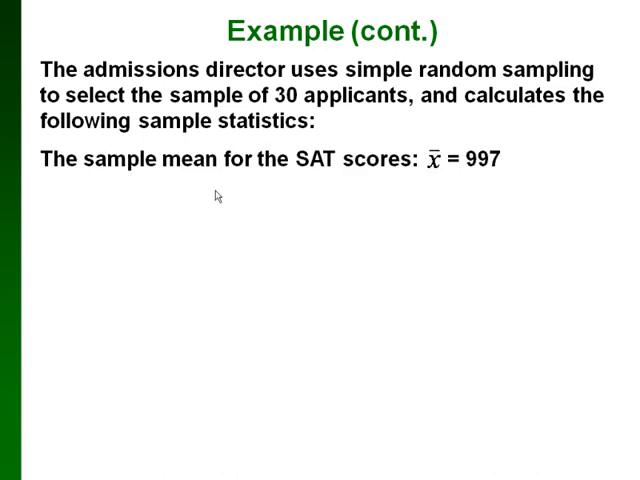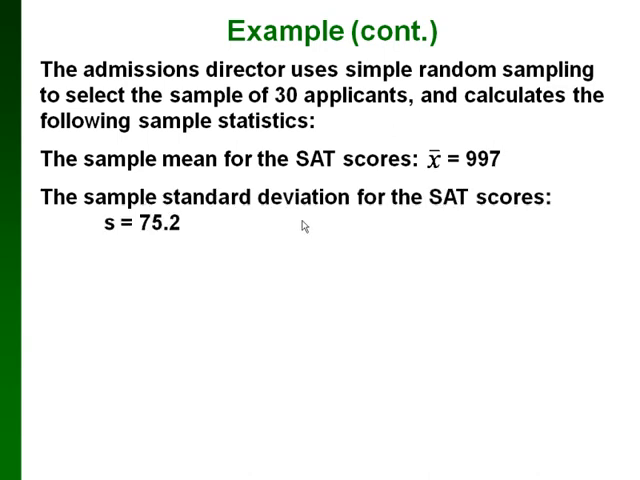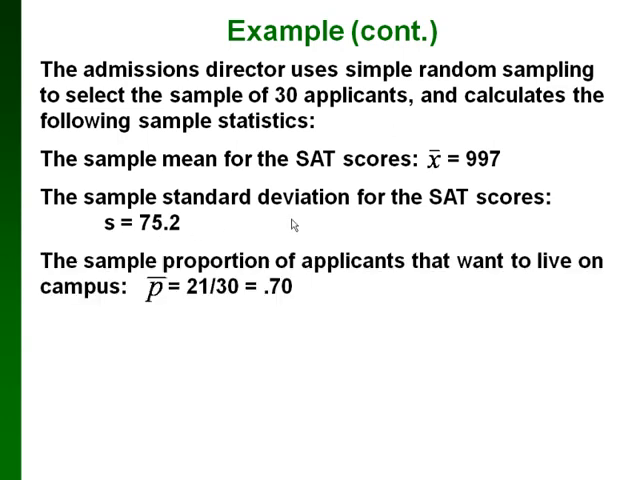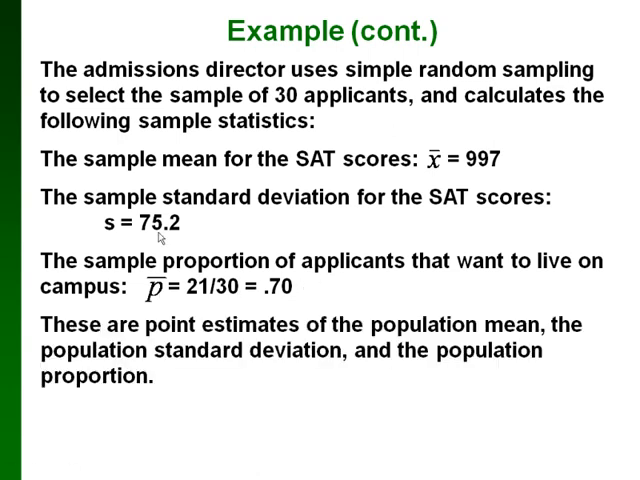The sample mean for the SAT scores is X bar equals 997. The sample standard deviation for the SAT scores is S equals 75.2. And the sample proportion of applicants that want to live on campus is P bar, which is 21 over 30, and that turns out to be 0.70. So these three are point estimates of the population mean, the population standard deviation, and the population proportion.